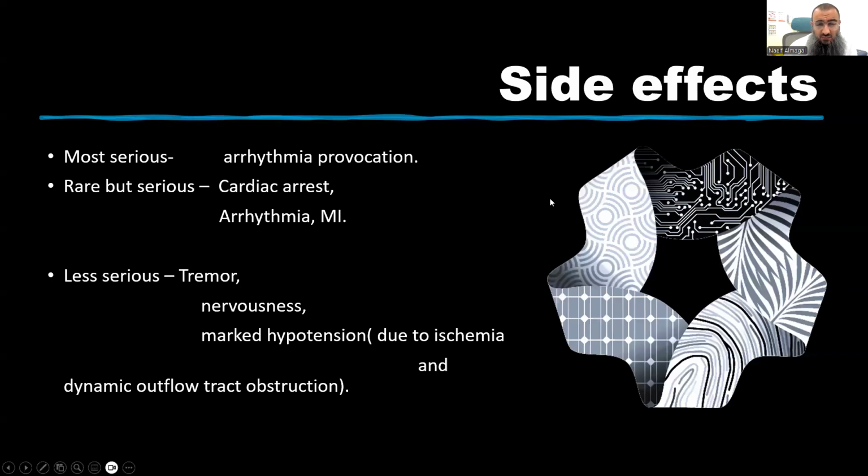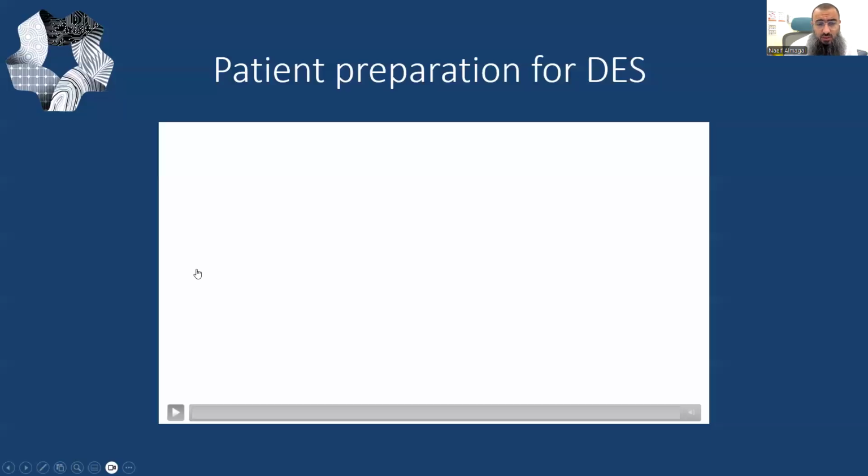agonism. The side effects of dobutamine: arrhythmia is the most common and most serious. Cardiac arrest and MI are very rare, with a mortality of 1 in 1,000, but can still happen. Tremor, nervousness, and marked hypotension are among the common side effects in dobutamine stress echo.